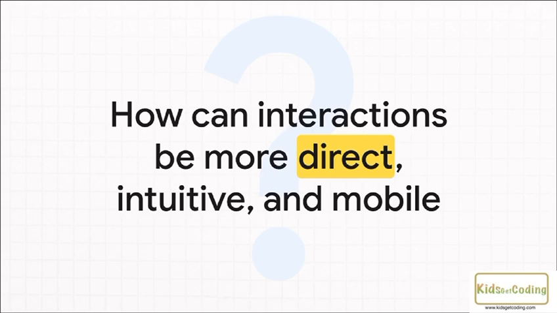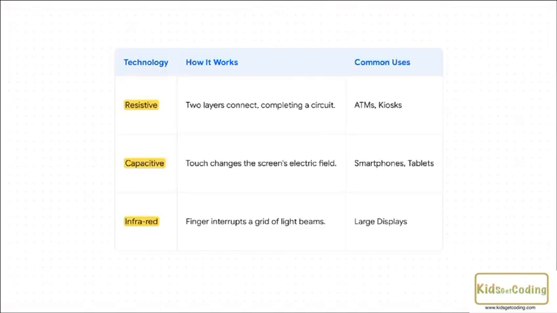So how does a screen actually feel your touch? Well, there are three main ways. You've probably used a resistive screen at an ATM. They're durable, they work if you're wearing gloves, because they rely on physical pressure. Your smartphone, though, uses a capacitive screen. It detects the tiny electrical charge from your skin, which is why it's so responsive and lets you do things like pinch to zoom. And for huge displays, you've got infrared grids, creating an invisible sheet of light that your finger breaks, kind of like a laser tripwire.